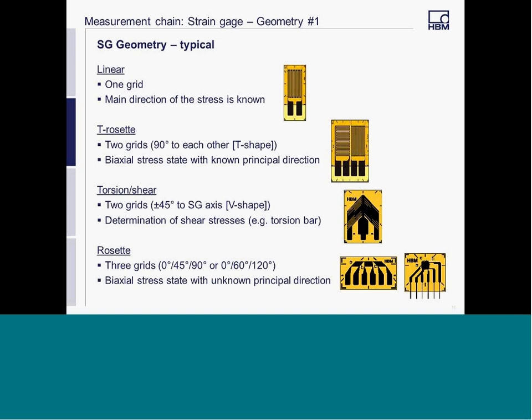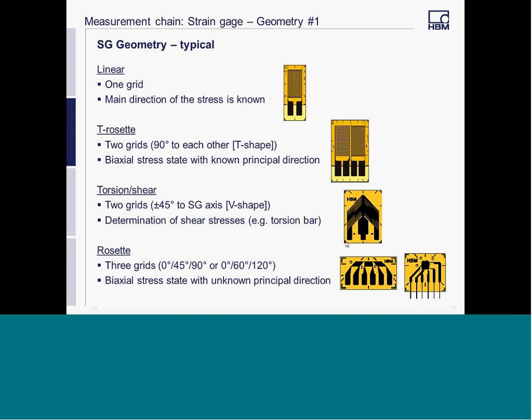A rosette, three grids. You take that again if you have a biaxial stress state, but with unknown direction. And the aim of that gauge is to get the direction. So the result, by measuring with three channels, all the three grids, and then some calculation by software, you get the information about your main stress, about your second stress, and the direction of the main stress. So you take a rosette if you don't know about the stress in your component. And the result will be that you have much more knowledge about that.